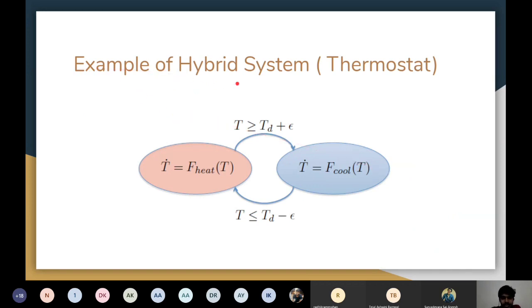So for examples of hybrid systems, let's talk about the thermostat. Suppose the thermostat's job is to break the circuit once a particular desired temperature is reached. Suppose the temperature has already reached the desired value. That means now I want to switch off my heater. So assume that here the heater is on, and over here the heater is off. These are two different behaviors.